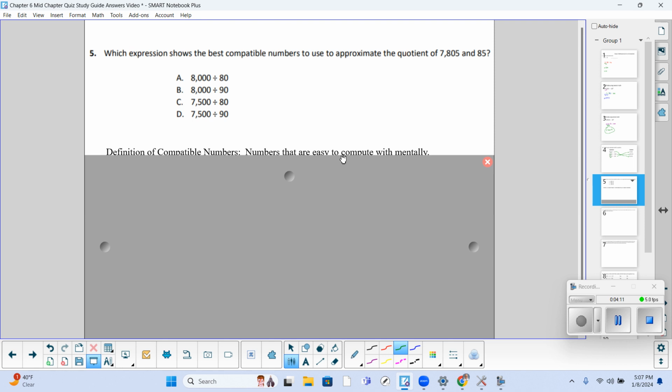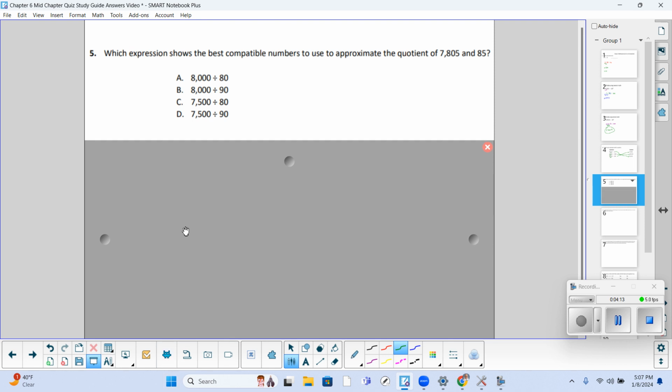Number 5. Ooh, I meant to block that off. Which expression shows the best compatible numbers to use to approximate the quotient of 7,805 divided by 85? Quotient is the answer of a division.